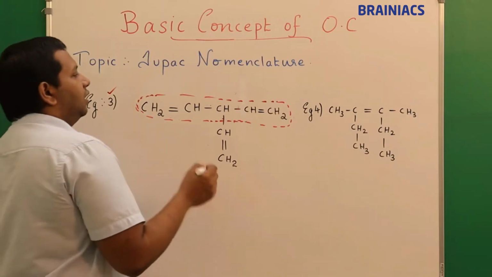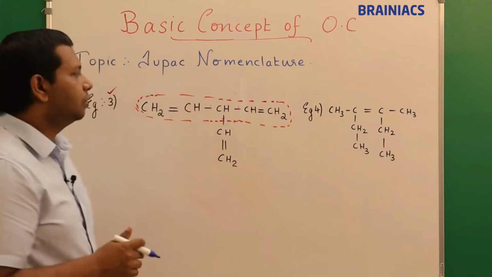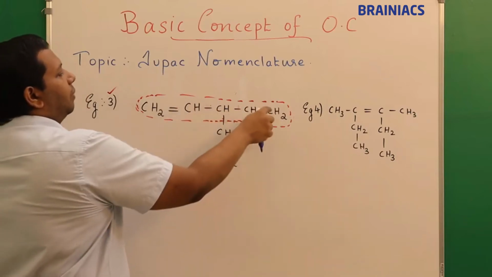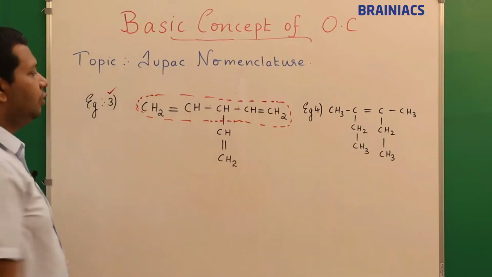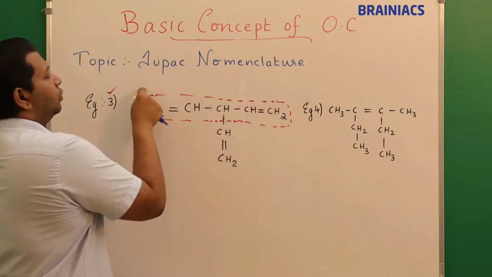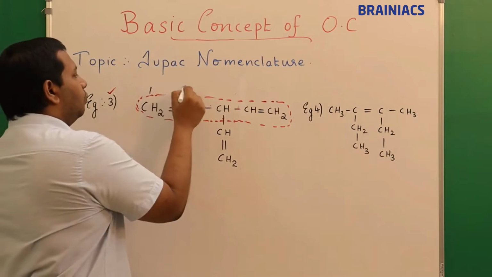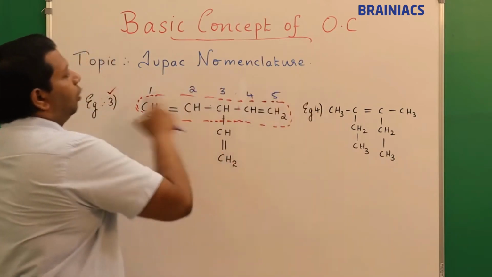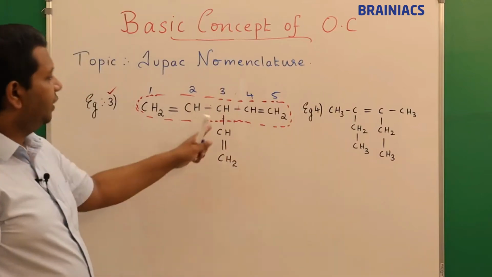So I know that I should number in such a way that the double bond should get the lowest possible number. So if I number it from here, 1, 2, 3, 4, 5. So what are the numbers coming here for the double bond? 1 and 4. Now if I number it like here, 1, 2, 3, 4, 5, then here also 1 and 4 is coming. So anyway you can number it. It is not an issue. So 1, 2, 3, 4, 5. In both ways 3 is the number coming for the substituent. Now the next question is how I will name the substituent.